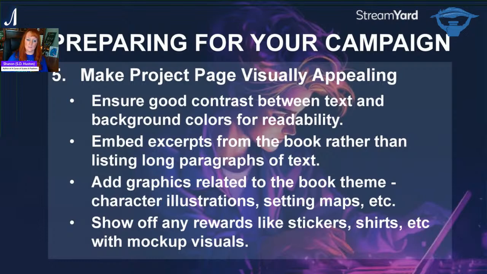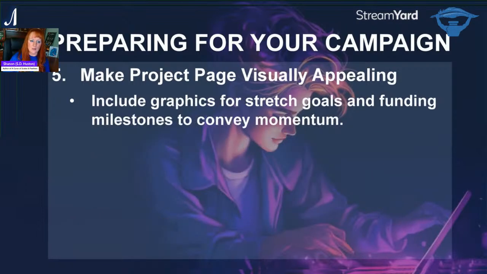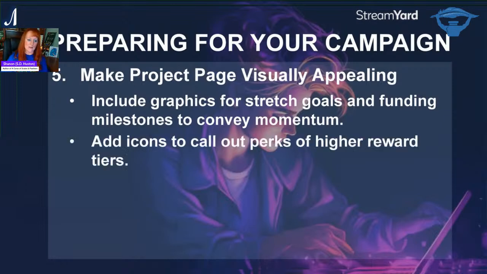Add graphics related to the book theme, like character illustration settings. So this is kind of like things that you may be offering as part of your rewards and or your stretch goals. And then show off any rewards like stickers, shirts, and mock-ups. Include graphics for stretch goals and funding milestones to convey momentum. And again, like I said, I recommend doing this after you've already started your Kickstarter campaign. Don't put that in the beginning because it's a good point to talk about with your Kickstarter backers and with your email lists and your audiences. Add icons to call out perks of higher reward tiers. You can also say this is like emojis.